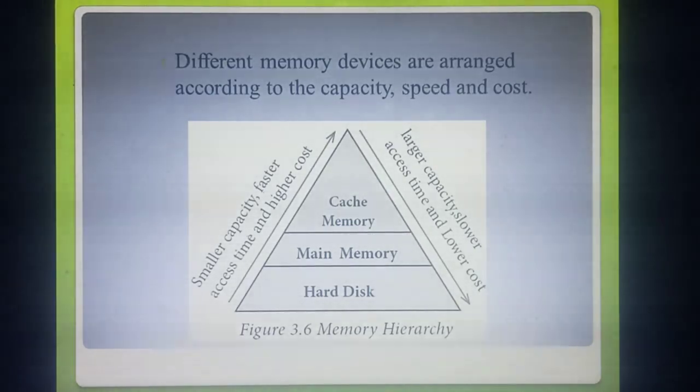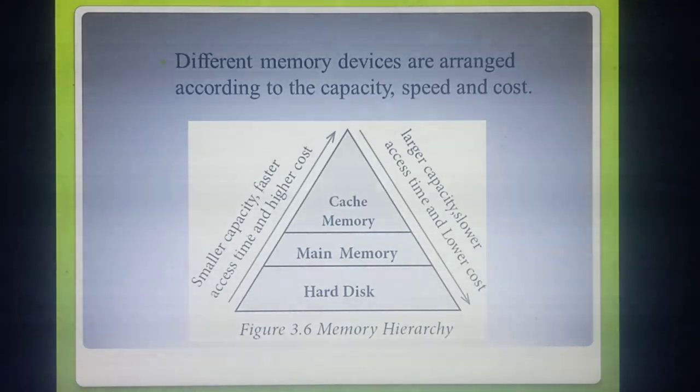For example, you all are familiar with the memory card: 2 GB memory card, 4 GB, 8 GB, 16 GB, 32 GB, etc. Isn't it? That's the capacity, that is the storage space. We can call it capacity. Then speed. Speed means how fast it will run. Cost means based on the cost, the rate.